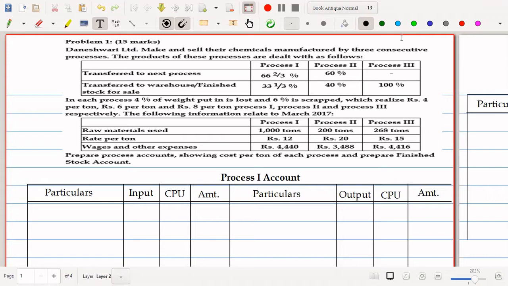In each process 4% of weight put in is lost and 6% is scrapped. So in all the three processes, 4% will be weight loss and 6% will be normal loss, which realizes rupees 4 per ton, rupees 6 per ton and rupees 8 per ton, in process 1, process 2 and process 3 respectively. The following information relates to March 2017, and some information regarding the three processes is given here in this box.